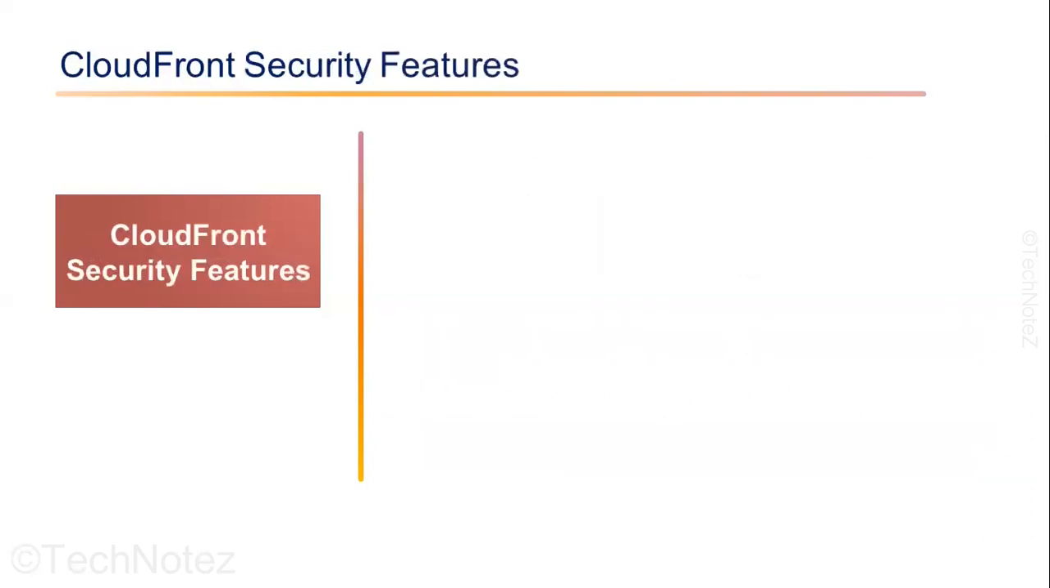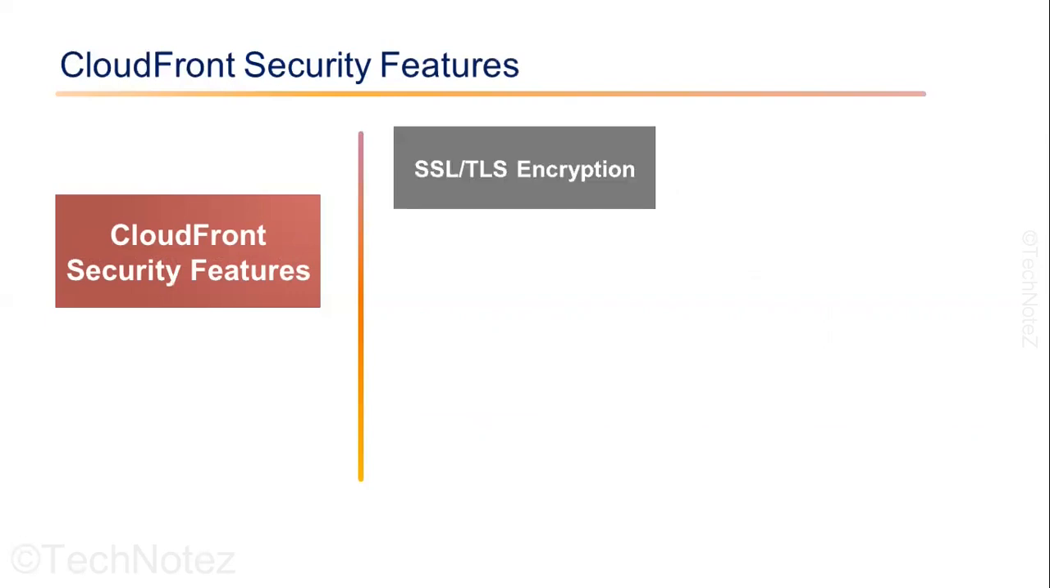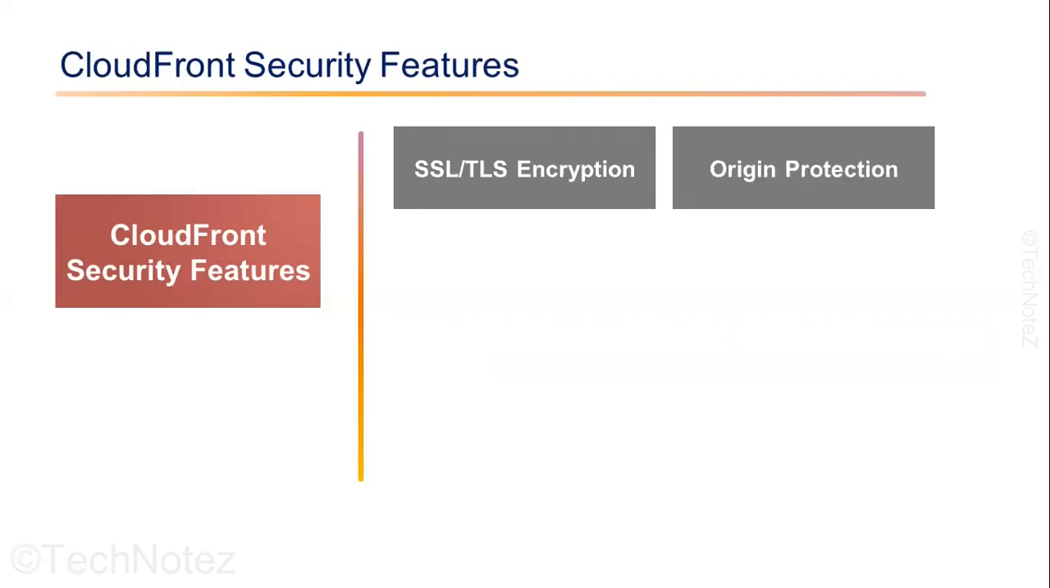CloudFront offers a number of security features to protect the data and resources that are delivered through the services. Some of these security features include SSL and TLS encryption. CloudFront supports HTTPS and SSL TLS encryption to protect the transit data between the client and the origin server. Origin protection: CloudFront allows you to restrict the access to your origin server to only CloudFront IP addresses, which helps prevent the unauthorized access to your content.